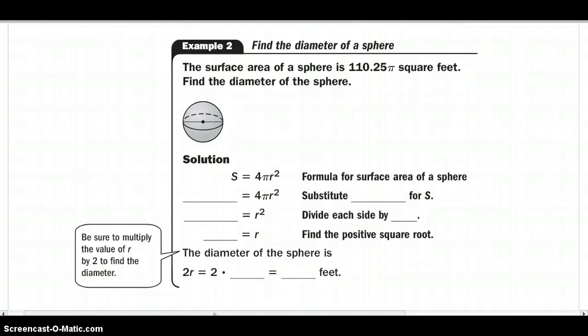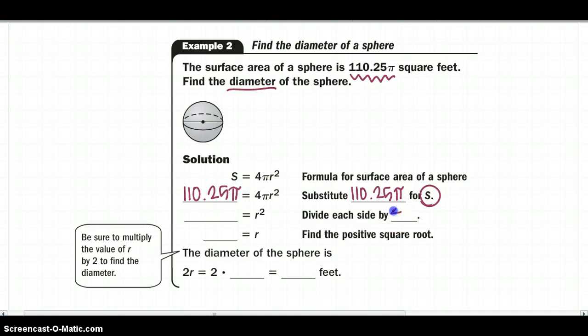All right, example 2. Now they're going to give us our surface area, and we need to find the diameter of this. So we're going to substitute 110.25 pi in for S, or our surface area. So 110.25 pi equals 4 pi r squared.